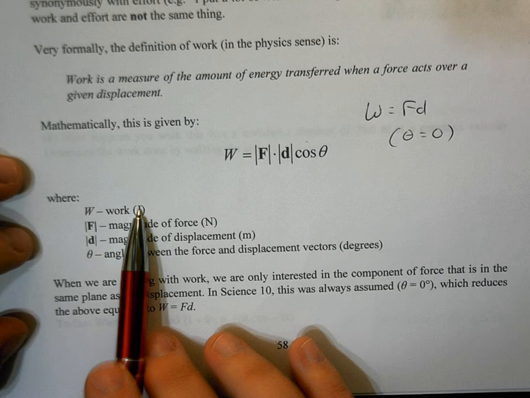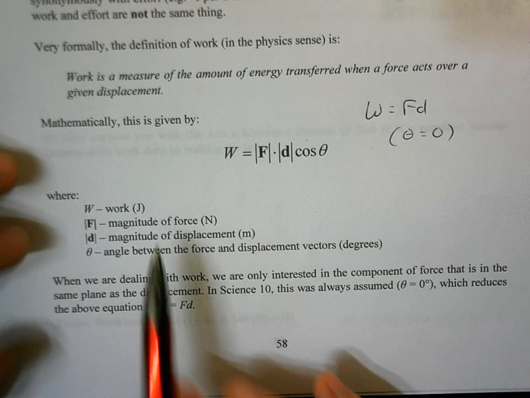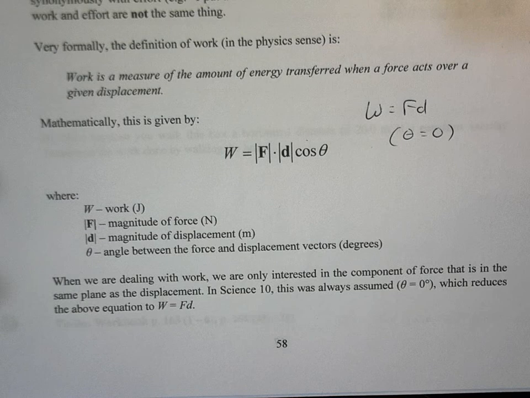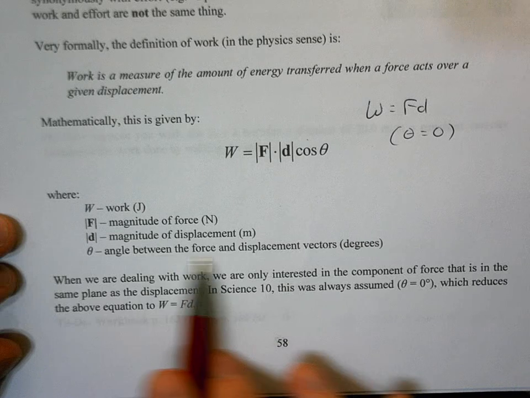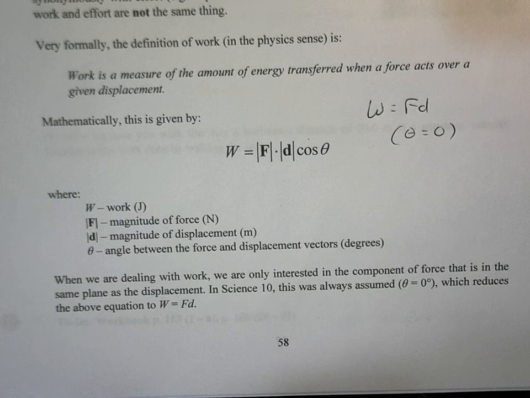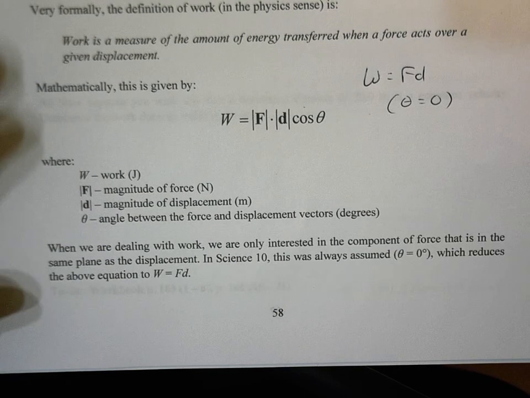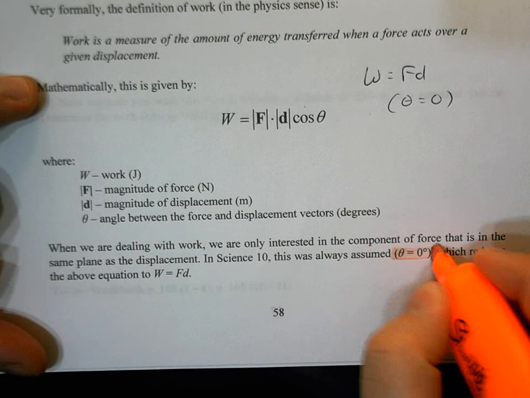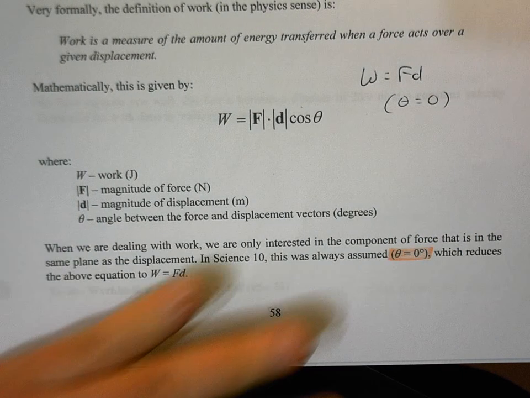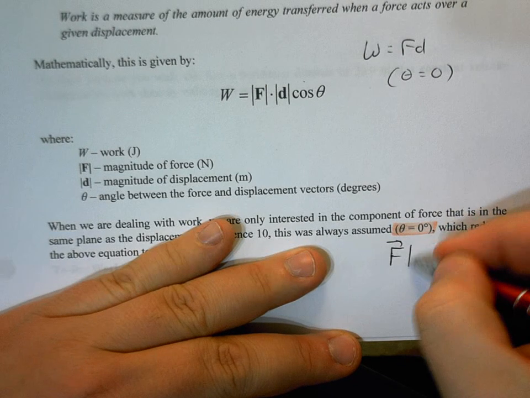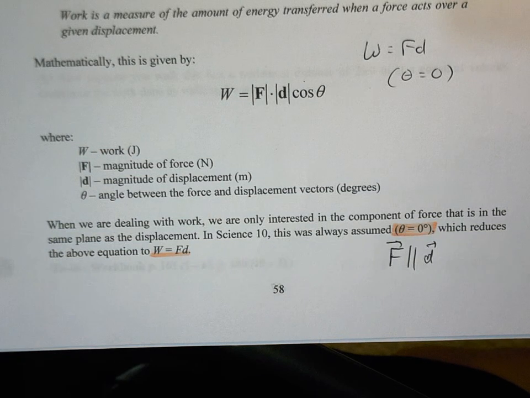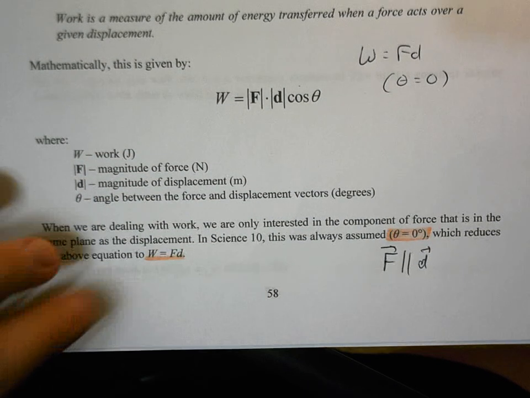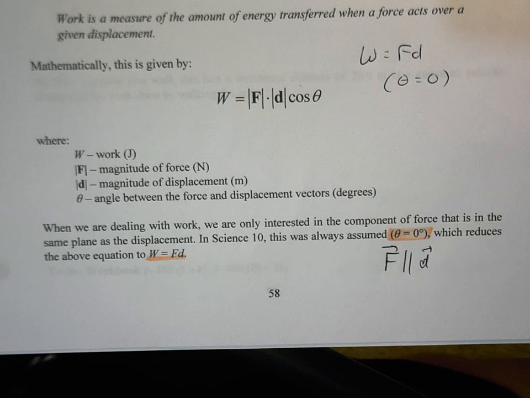So W is our work in joules, F is the magnitude of the force that's acting on the object, or basically the force that's involved. D is going to be the magnitude of the displacement. And like I said, theta is that angle between the force and displacement vectors in degrees. We'll see some examples of that. And just as a reminder, for the most part, we have theta equals 0, so force is going to be parallel with displacement. So when we have that case, the equation just works out to W equals FD. So you're really only going to be using this when there's angles involved. A lot of times, though, W equals FD is going to be more than sufficient.